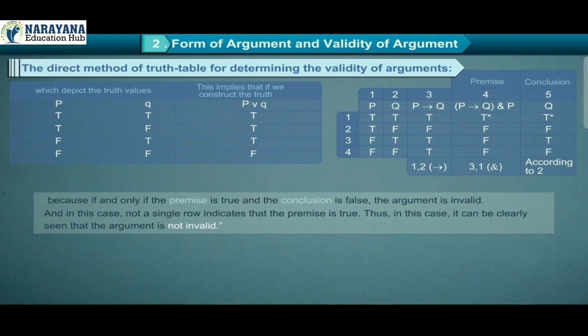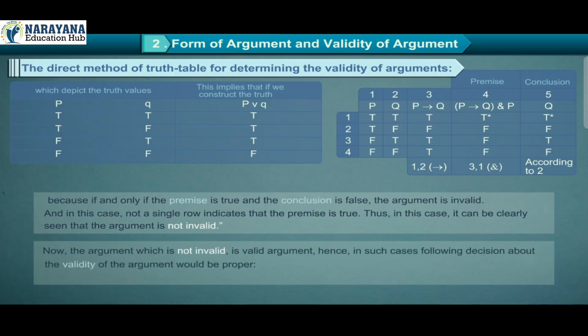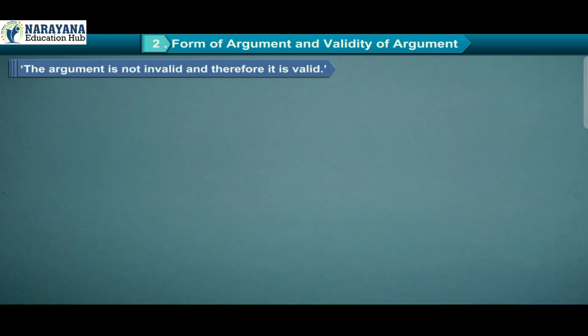because if and only if the premise is true and the conclusion is false, the argument is invalid. And in this case, not a single row indicates that the premise is true. Thus, in this case, it can be clearly seen that the argument is not invalid. Now the argument which is not invalid is a valid argument. Hence, in such cases, the following decision about the validity of the argument would be proper: the argument is not invalid and therefore it is valid.